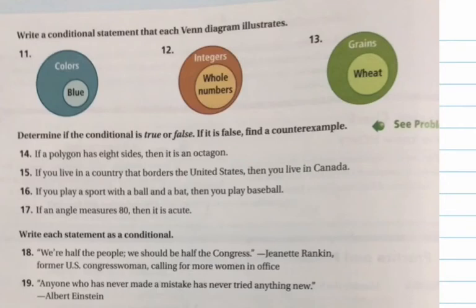All right, number 11, write a conditional statement for each Venn diagram. So on this part, you start out small. The hypothesis is going to be the smaller circle, the smaller set. And then the conclusion is going to be the bigger set. So if it is blue, then it is a color. It would make sense that way.